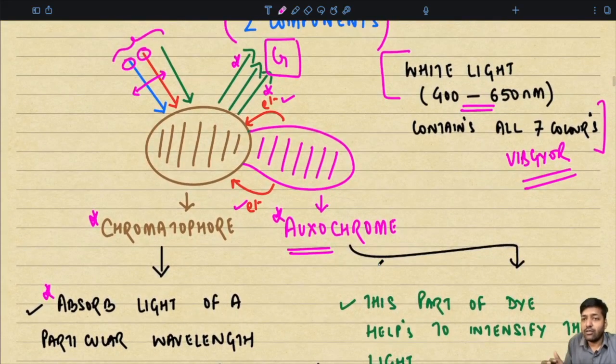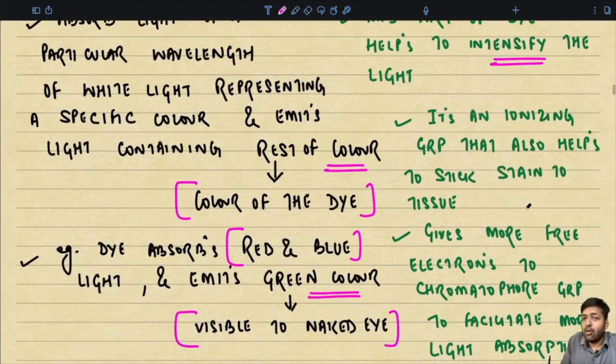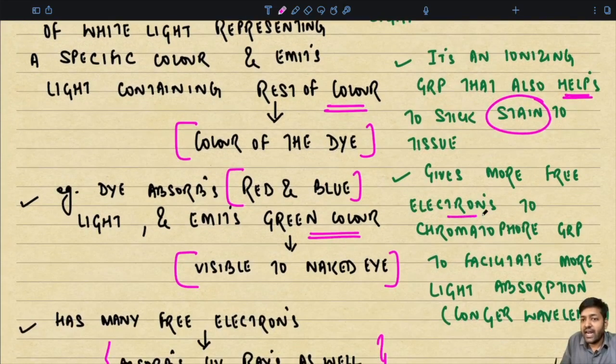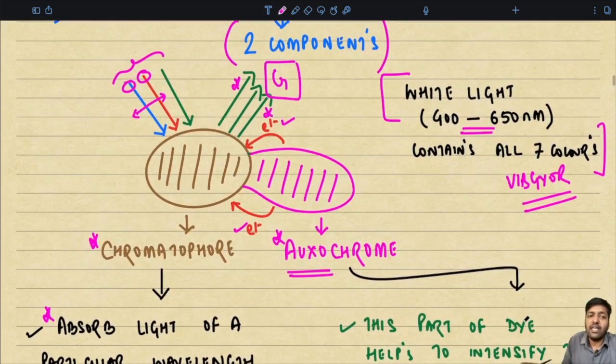Then we have the auxochrome. As I told you, this part of the dye helps to intensify the color. It is an ionizing group that also helps to stick the stain to the particular tissue. It gives more free electrons to the chromophore group to facilitate more light absorption, especially light of a longer wavelength. So we have a chromophore and an auxochrome, which are the two components of the dye.